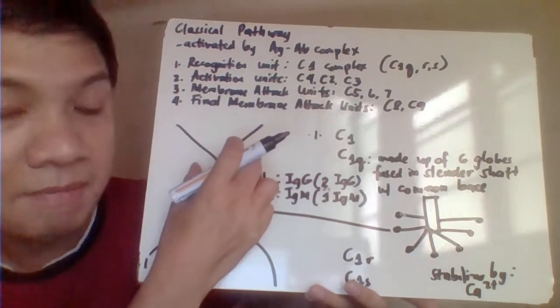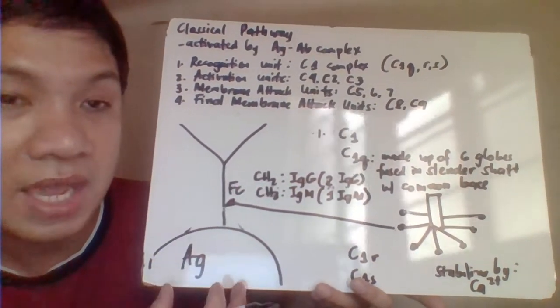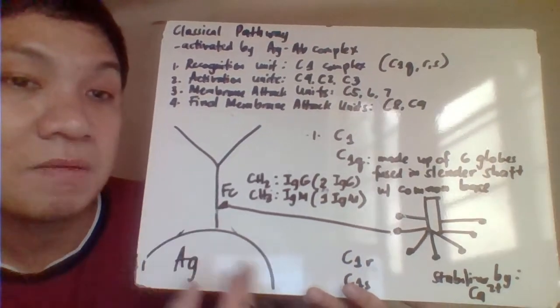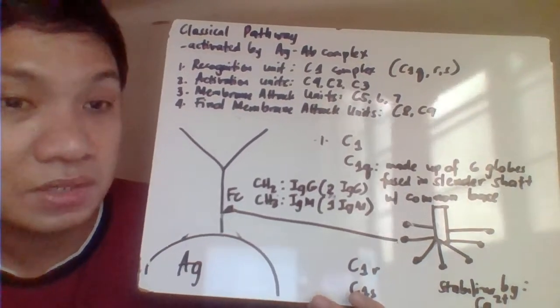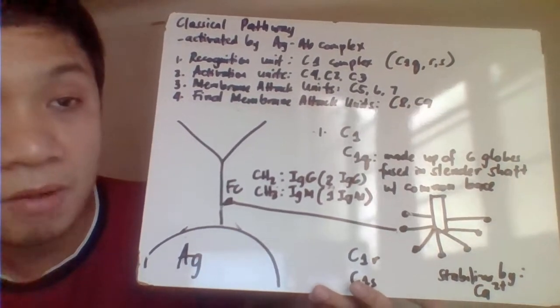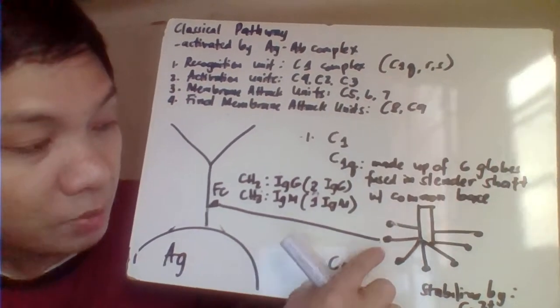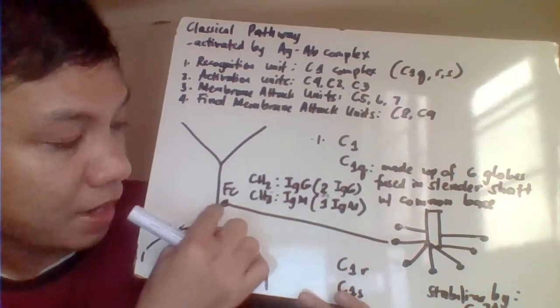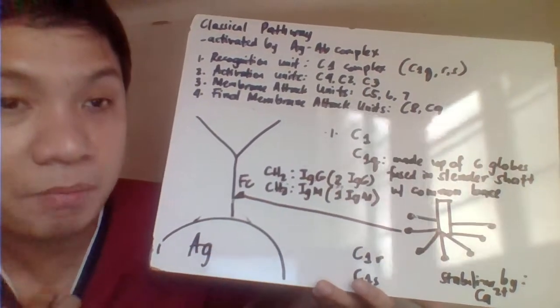So, the antibody should be attached to our antigen, with your antigen-antibody complex. The antibody should eventually be either IgM or IgG in order to activate our classical pathway of complement. Okay, so we're going to bind here the globes of this one. We're going to bind two of them. We're going to bind here to the Fc portion.